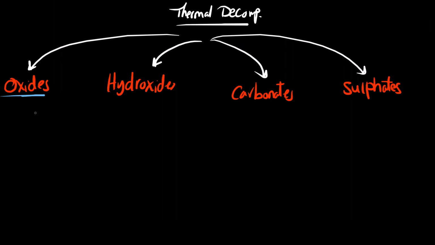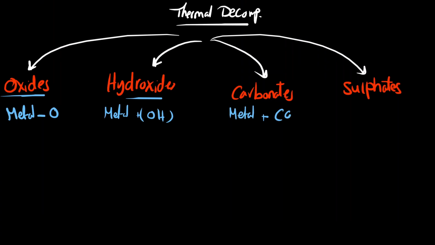So what are the oxides? Basically, you have a metal attached to oxygen, all right? And for hydroxide, you have a metal attached to the hydroxide group. For carbonate, you have a metal attached to the CO3 or the carbonate group. And for sulfate, you have a metal attached to the SO3 group or the sulfate atomic group. So we're going to study each one separately.